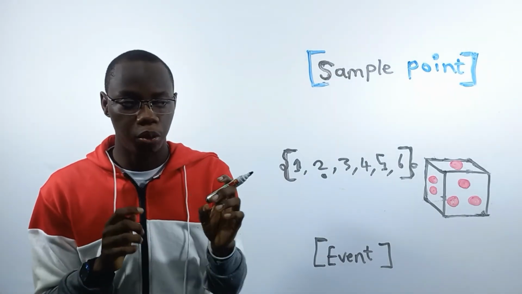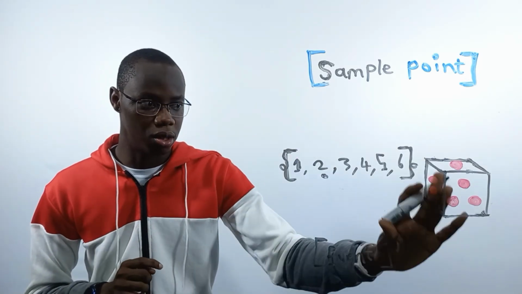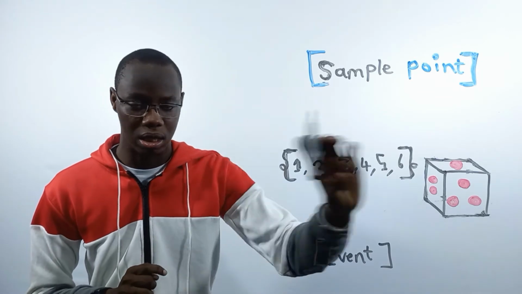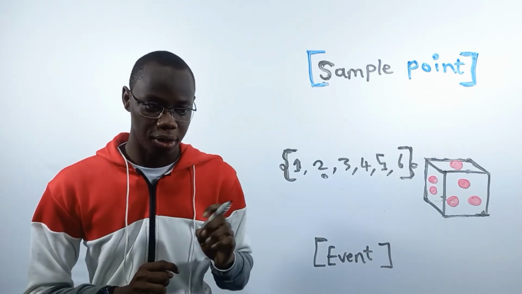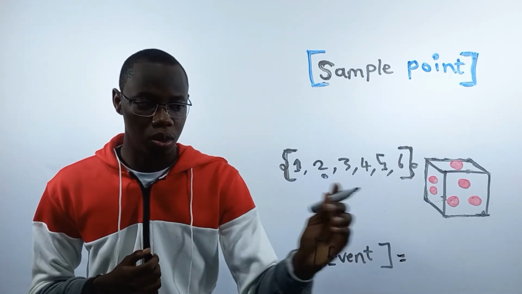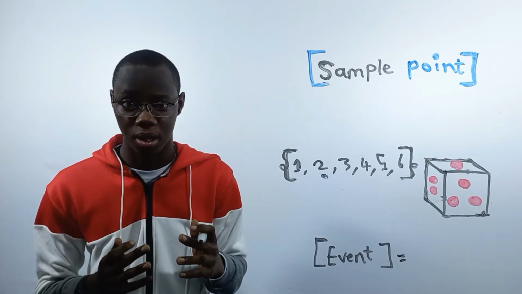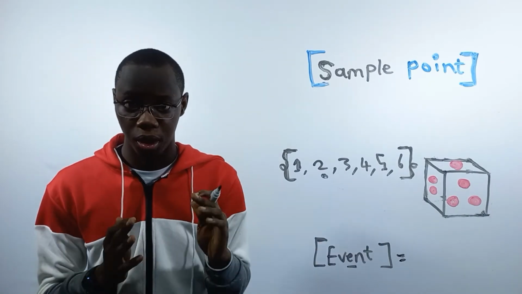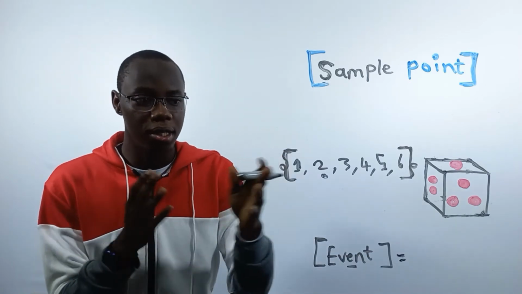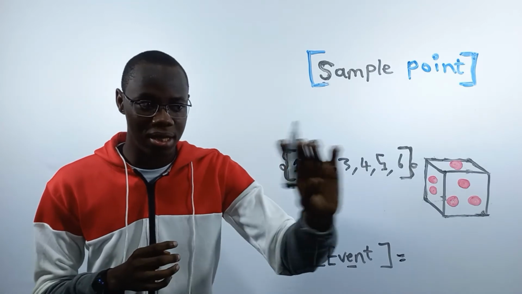What is a sample point and what's an event? A sample point is just one element in a sample space. The face 3, which is this face here, is a sample point, a single element in the sample space. But what about an event? An event, or events, are possible outcomes in a random experiment. You know what random experiments are. Let me repeat that: an event is a possible outcome in a random experiment, or a possible outcome in the sample space.